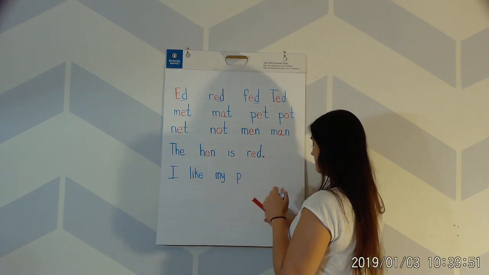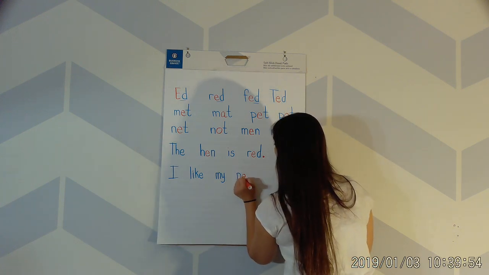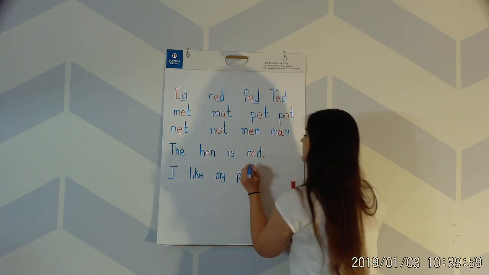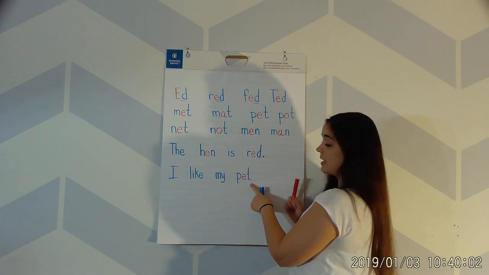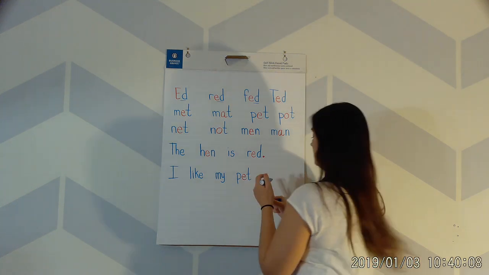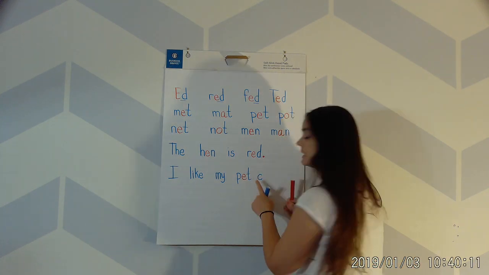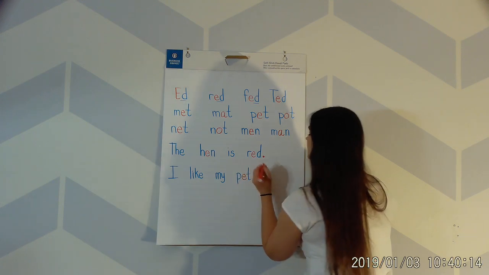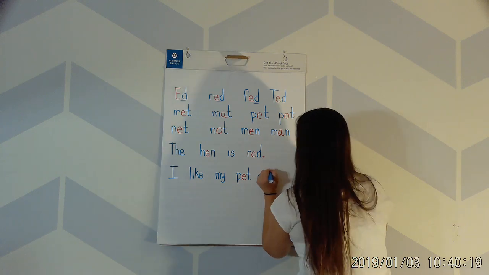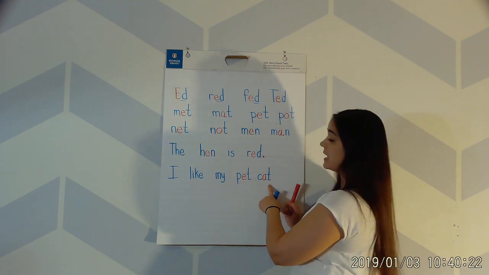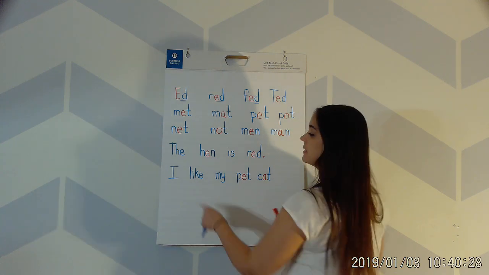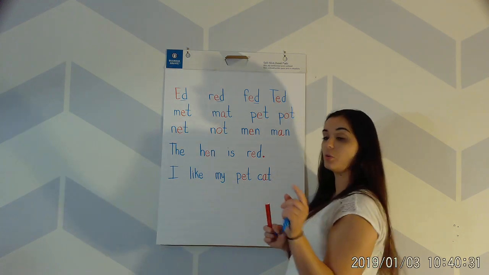P says pa. E says eh, he. T says ta. Pa, eh, ta, pet. C says ka. A says ah. T says ta. Let's blend. Ka, ah, ta, cat. All right, let's go ahead and read our sentence. I like my pet cat. Your turn.